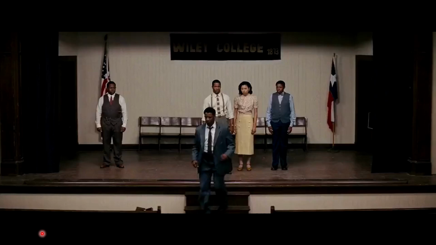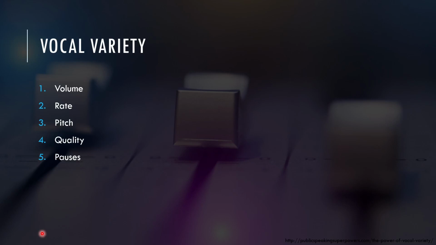So vocal variety is extremely powerful. So that contains, first of all, volume control. Then secondly, the rate change, then change of pitch, a change of quality, and the use of pauses. So I think it's very easy for us to understand what volume change is to show fear, to show powerful emotions. You can control the volume. To show earnestness, you can lower the volume. And in that, you can use the frequency also. So rate means the frequency.